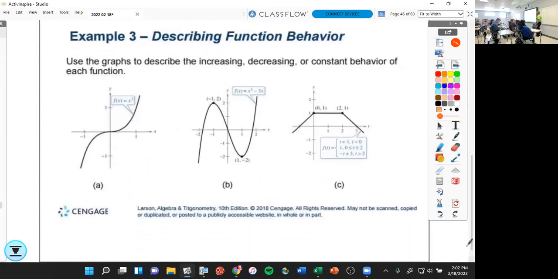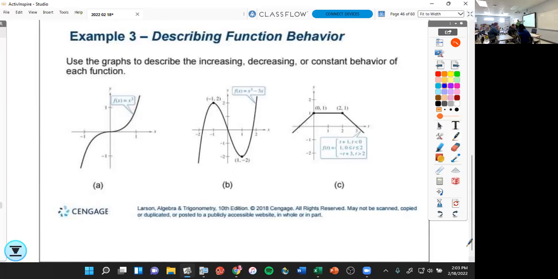Okay. Letter A. We're going to talk about increasing, decreasing, and constant. Letter A, what is that graph doing? Is it ever decreasing? Is it ever constant? It's not constant. Well, if it actually flatlined like this. Okay, it appears to be.